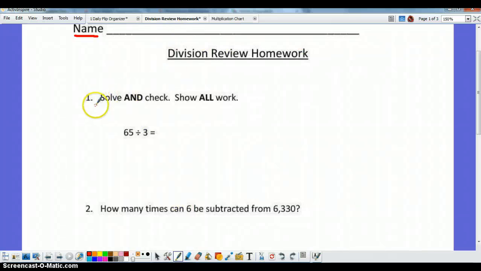So let's take a look at the first question. I need to solve and check. Well, in this case, I'm trying to solve a division problem, 65 divided by 3, and I need to show all of my work. So I'm going to start by creating my chart. Dad, Mom, sister, brother, rover. Or in other words, divide, multiply, subtract, bring down, repeat, or remainder.